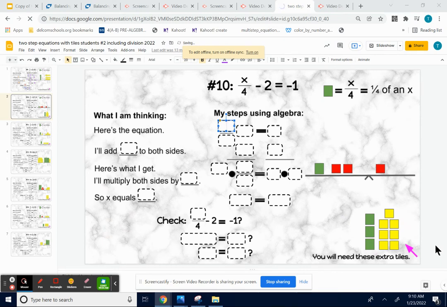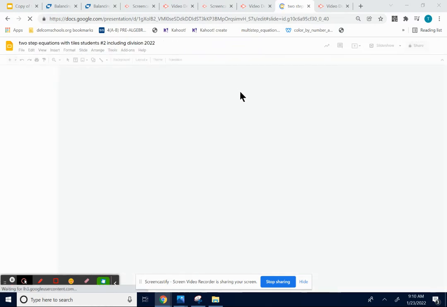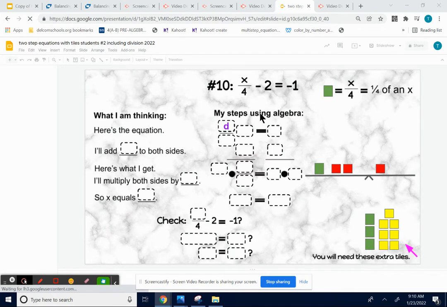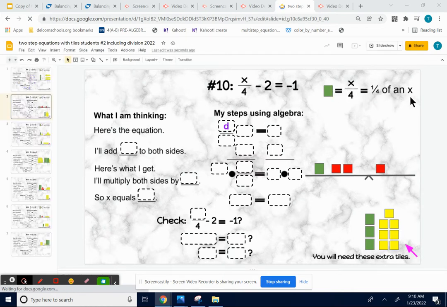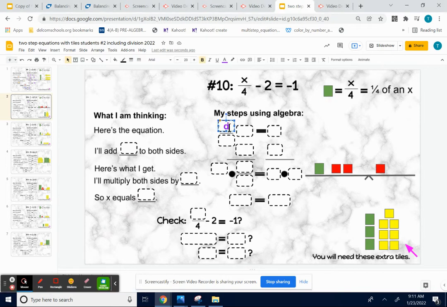Okay, this video is to help you with number 10 on the tile problems, two-step equations. In this problem we have x over 4 minus 2 equals negative 1. And this x over 4, think of that as a fourth of an x. If I took a full x and I broke it into 4, I would have a size about that big. So this x over 4 I'm going to think of as a fourth of an x.